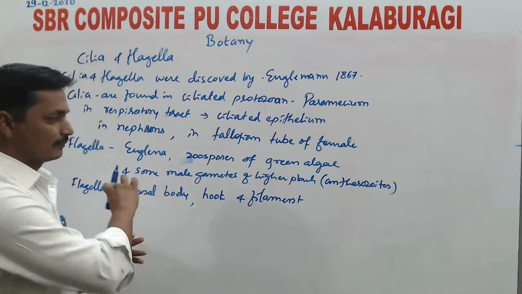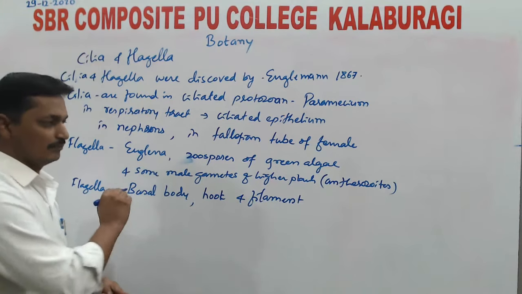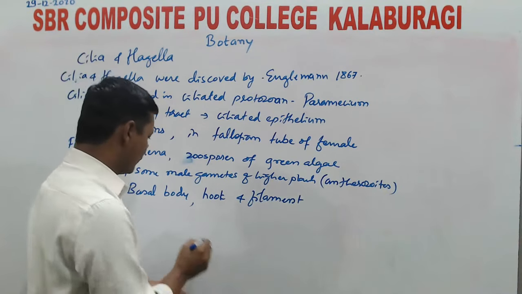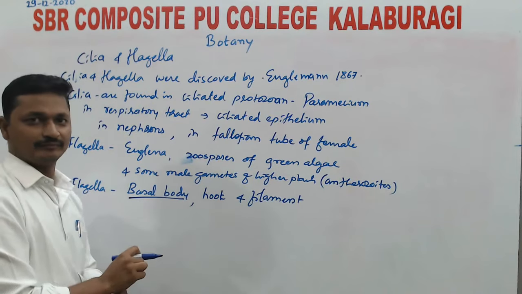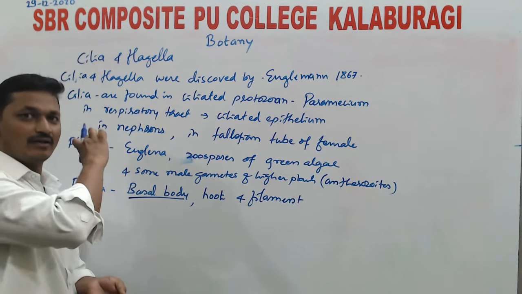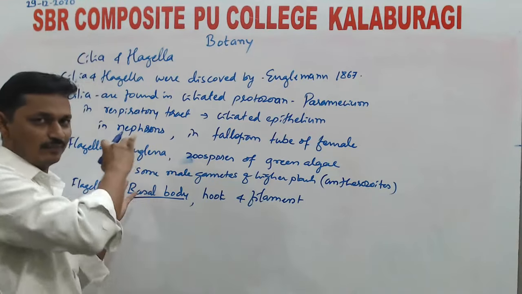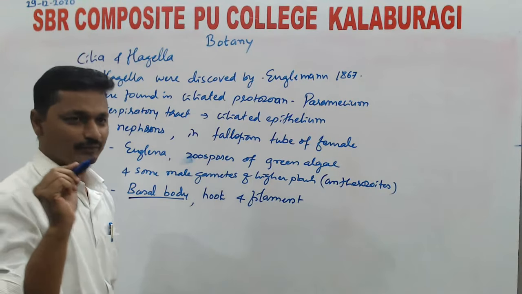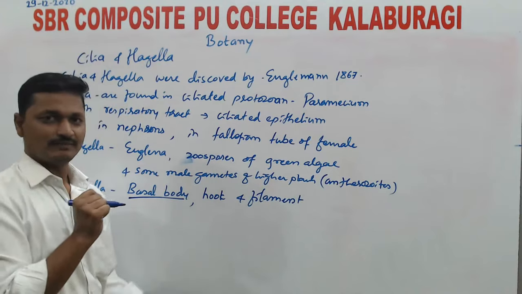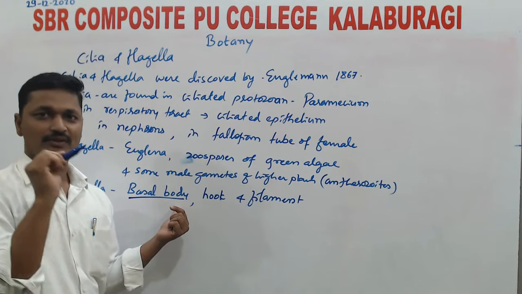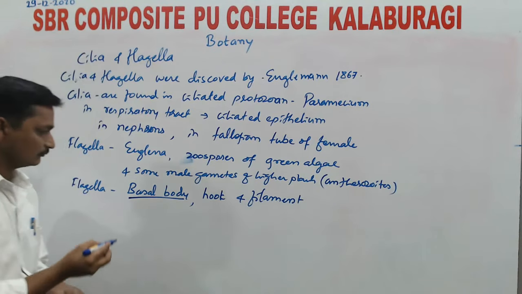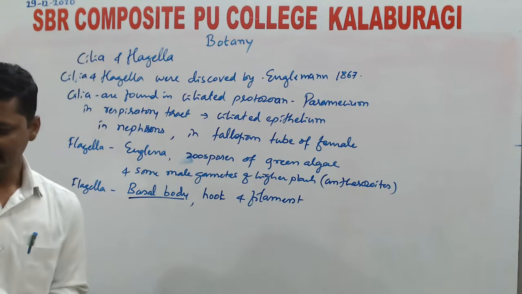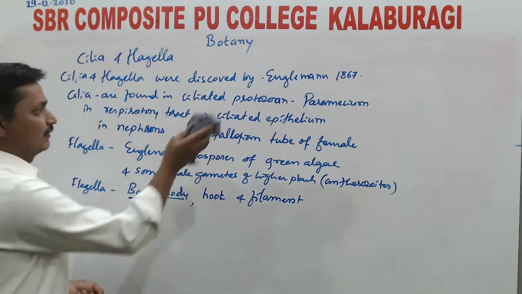These are covered by a plasma membrane, but they are arising from the basal body, which is present just inside the plasma membrane. They are covered by the plasma membrane, but they arise from the basal body, meaning basal bodies are present just below the plasma membrane. Now we'll discuss the structure of the cilia and flagella.